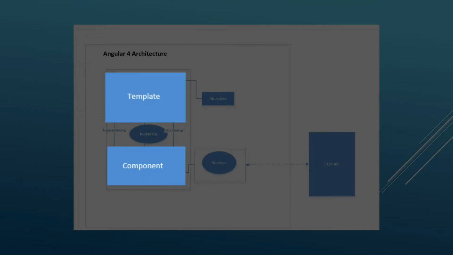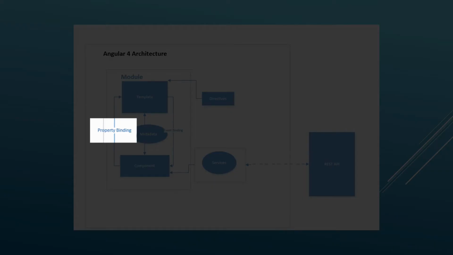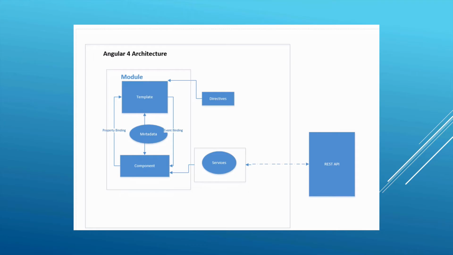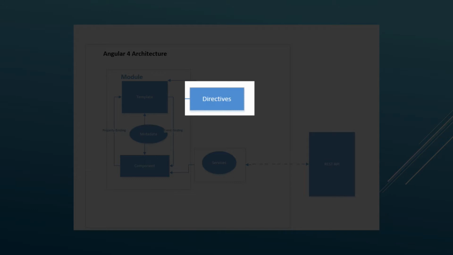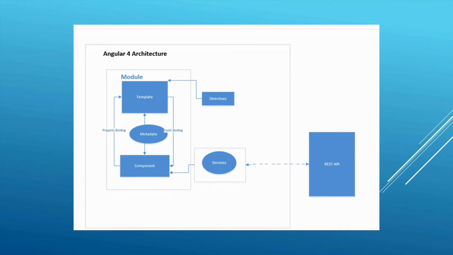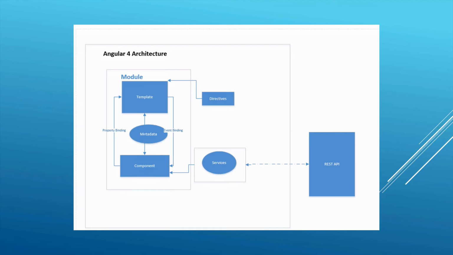The templates and the components are companions. They usually go hand in hand. Components push the values to templates via property binding, and actions and events from templates will be coming to components through event binding. Directives such as *ngFor and *ngIf will change the structures or appearance of the template. And the services are shared classes that can interact with remote web services to get or post the data.